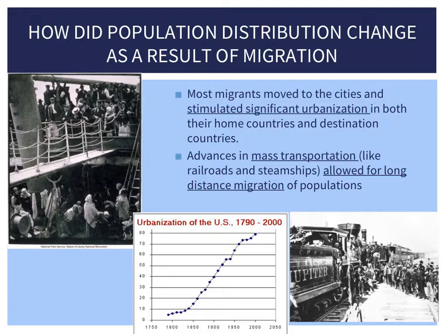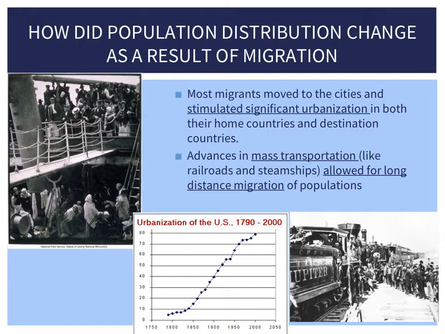So a lot of the migrants moved to cities, which stimulated significant urbanization in both their home country and the countries they went to. If you think about the first map, when we saw the flows from Europe to the Americas, a lot of people in Europe were already moving towards the cities because they were moving towards places where they could get jobs in factories as agriculture became more productive. So urbanization is increasing in those places. And then also they're coming to cities where they need workers. Like they're coming to work in factories on the East Coast of the United States, for example, and those areas are becoming more urbanized.